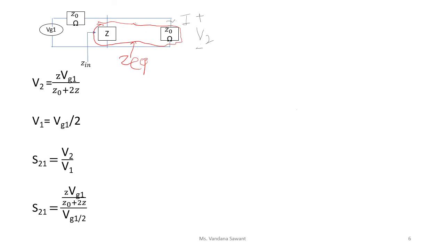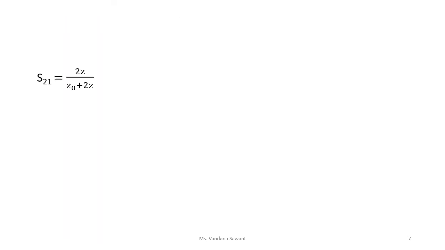So we will cancel the equalized term Vg1. Vg1 will get cancelled. The remaining is twice Z divided by Z0 plus twice Z. So S21 is equal to twice Z divided by Z0 plus twice Z. So this is your S21.